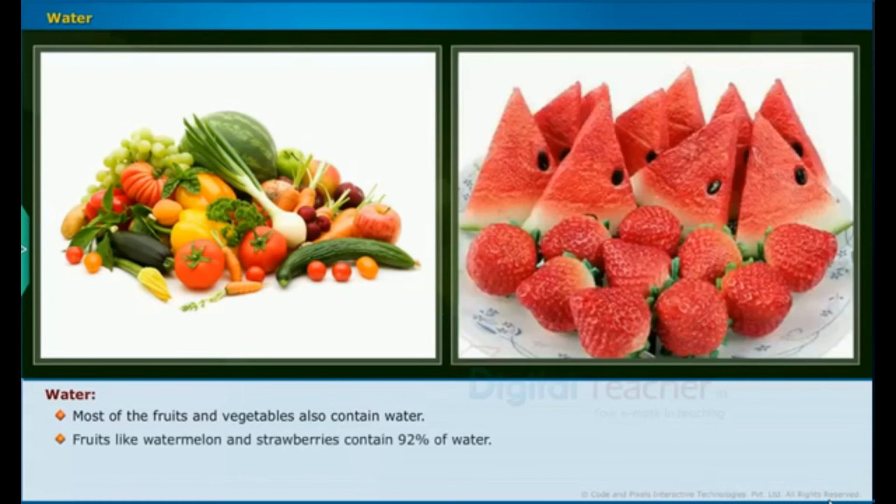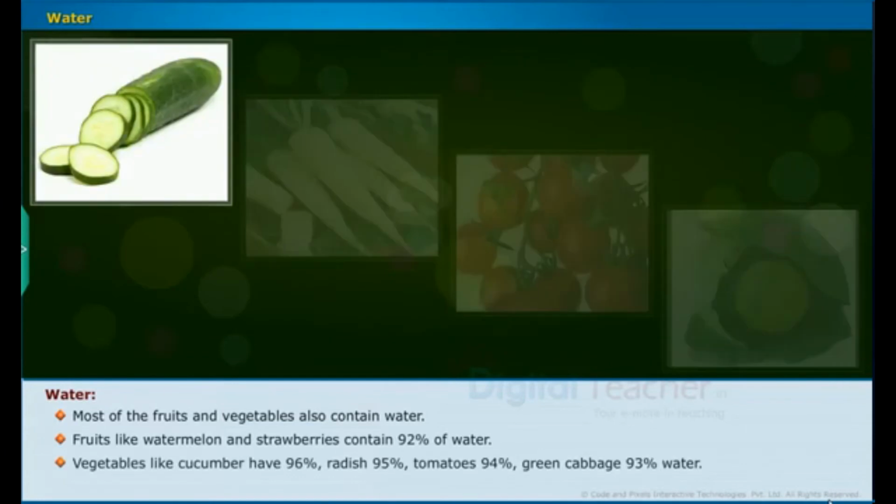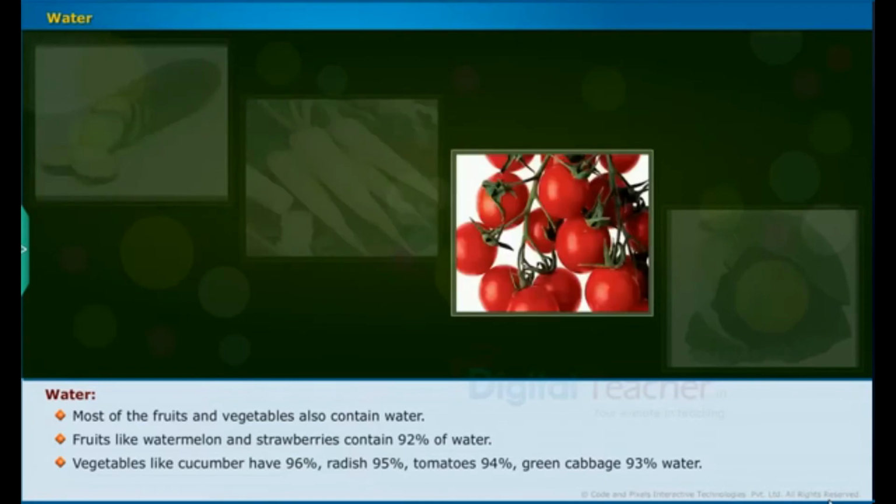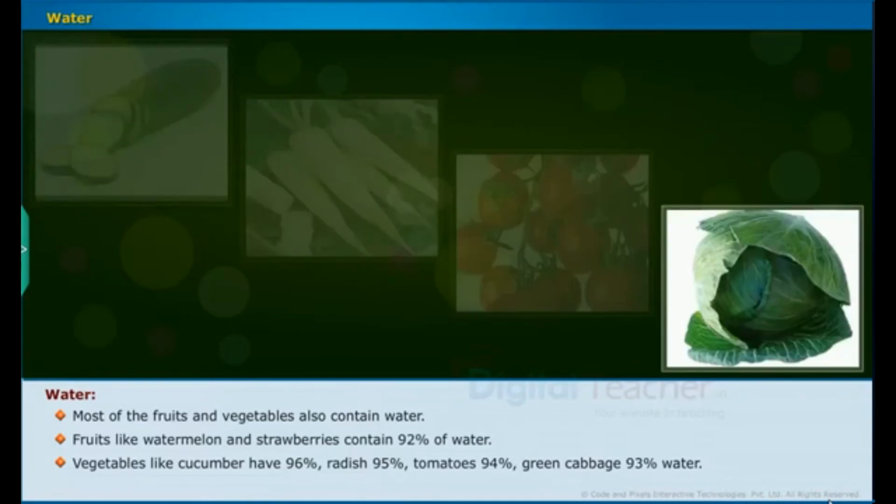Fruits like watermelon and strawberries contain 92% of water. Vegetables like cucumber have 96%, radish 95%, tomatoes 94%, green cabbage 93% water.